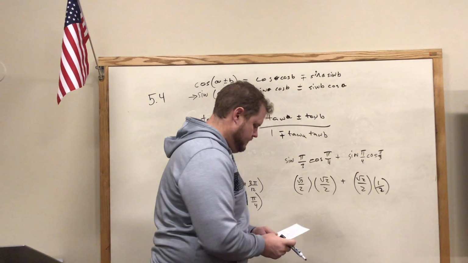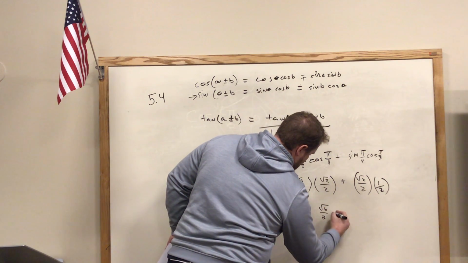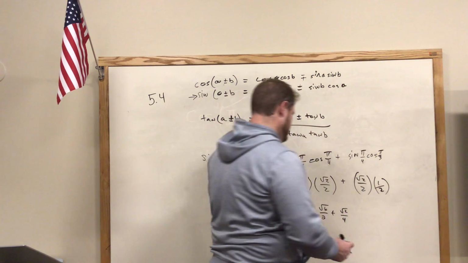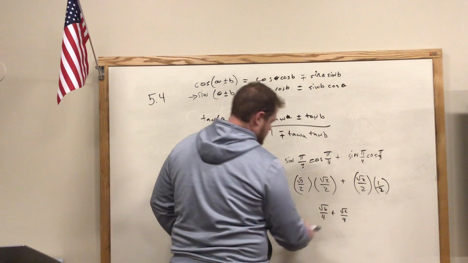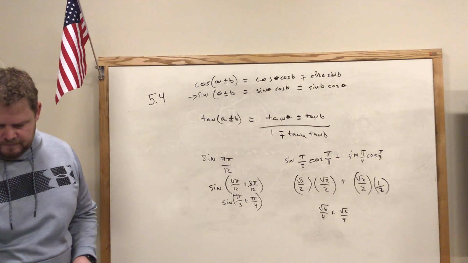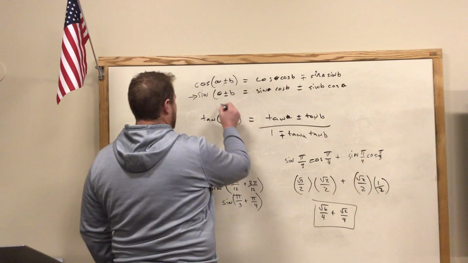So, finish up our information. Square root of 6 over 2 plus square root of 2 over 4. I'm sorry, it's over 4. Okay? And is that your final answer? Sure is. So this would be your answer when you plug it in.